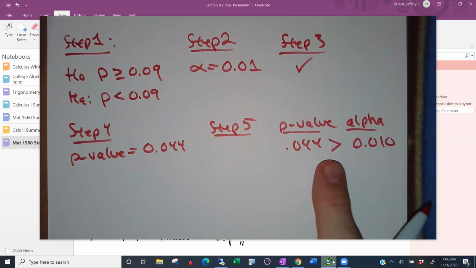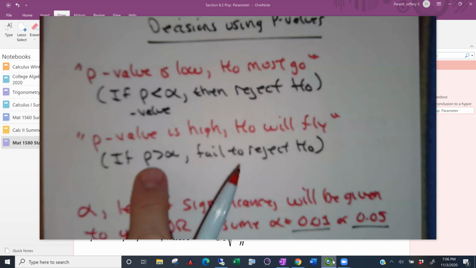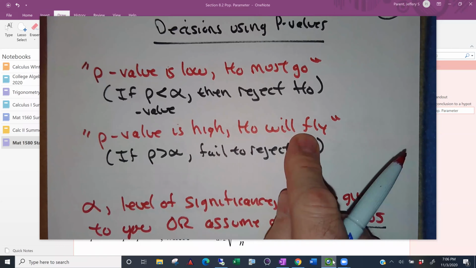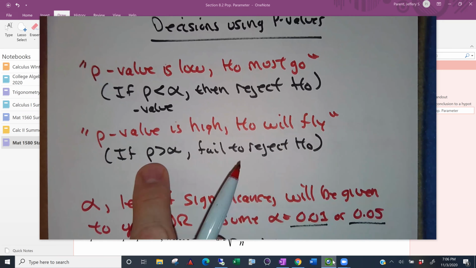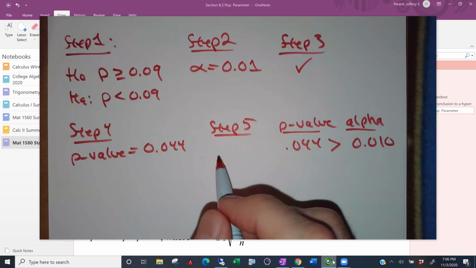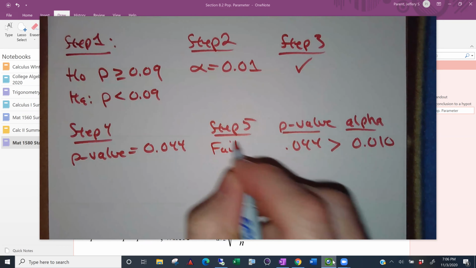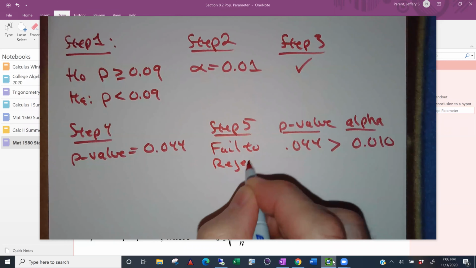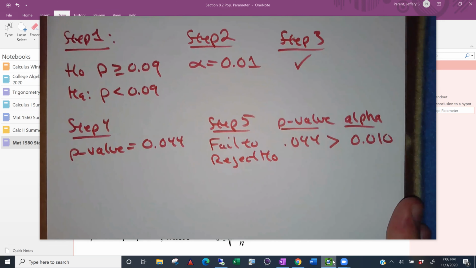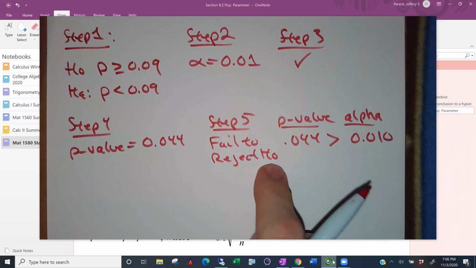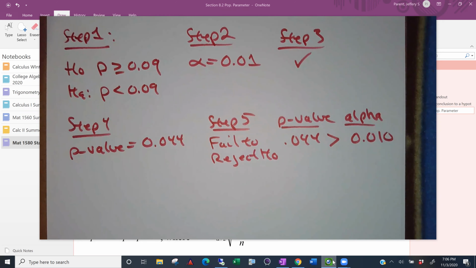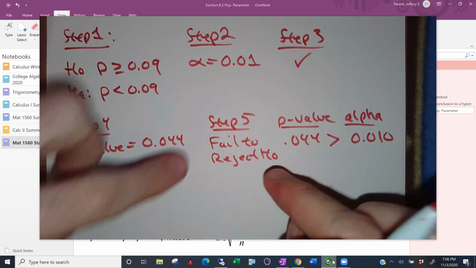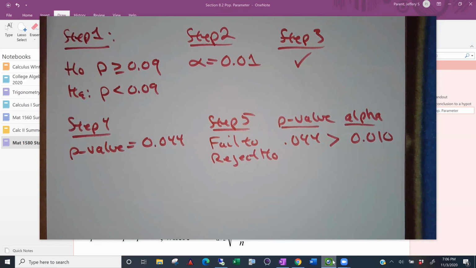No. The other side of this is, if the p-value is high, H naught will fly, meaning you're going to fail to reject if p is greater than alpha. So the decision here that I want to see is fail to reject H naught. And I'd appreciate if you put H naught, even though that's the only thing we typically reject or fail to reject, because sometimes people get confused on that part. So p is greater than alpha, fail to reject. Nice. There's one last step here, but it's an important one.